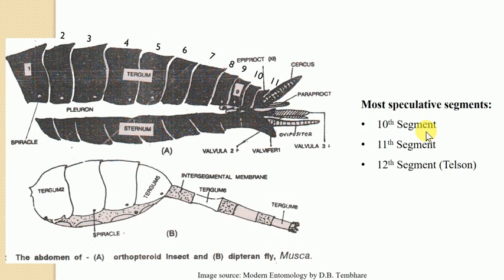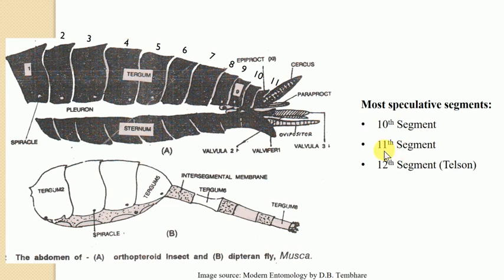And in the case of hemimetabolous insects, this 10th segment is well maintained or well retained in the adult condition also. But in the case of holometabolous insects, those which show complete metamorphosis, the 10th segment is somewhat fused and it may represent the last abdominal segment. So this is about the 10th segment.